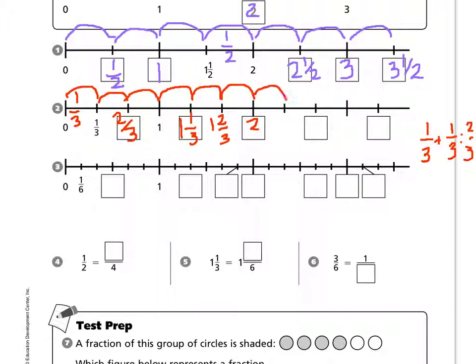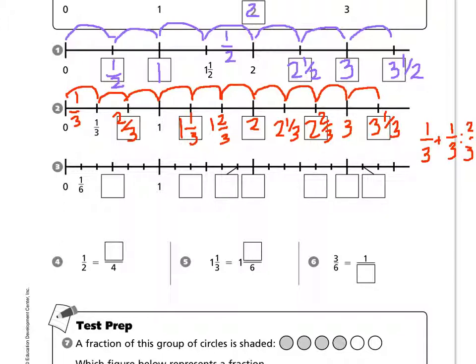2 plus a third is 2 and 1/3. Plus another third would be 2 and 2/3. Plus another third would be 3. Plus another third would be 3 and 1/3. Writing out the numbers, even if they aren't in the boxes, will help you keep track of what you're doing.